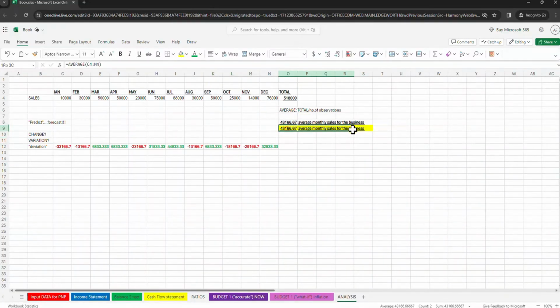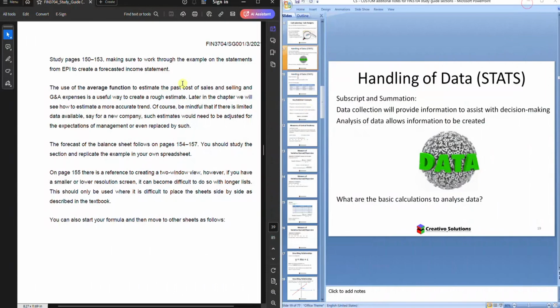Obviously UNISA is probably going to be assessing you based on your ability to use these functions, because they've already mentioned one of the functions here in your textbook, in your study guide, as a guideline. They've also asked you to have a look at an example and to replicate the example in your own spreadsheet. All right, so we've done one example.